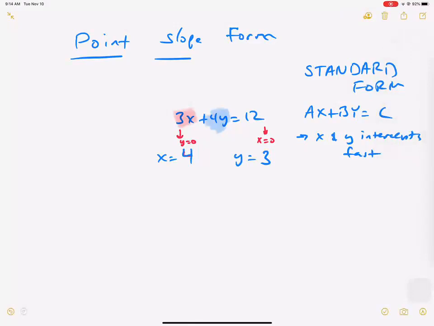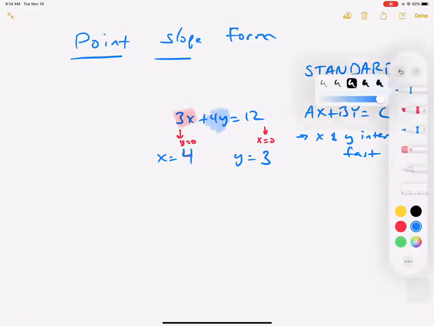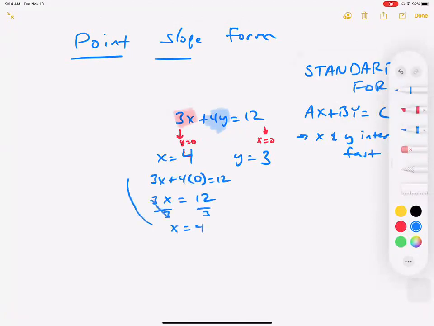Okay, I'll write that out for you guys in case you want to see that. If I'm solving for the x-intercept, 3x plus 4 times y, make the y 0. So 3x equals 12, since 4 times 0 is 0. Then we can divide both sides by 3. x equals 4. Of course, you can do this with mental math. The more we practice, the faster we'll be at this.